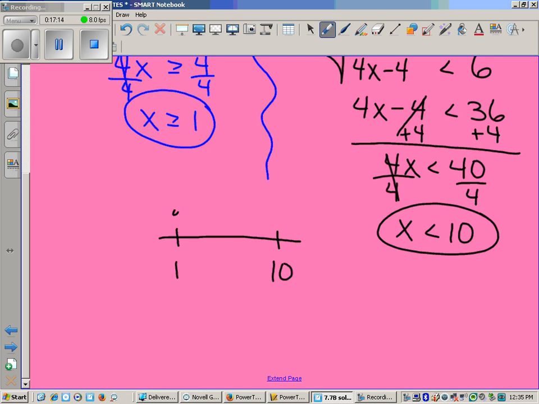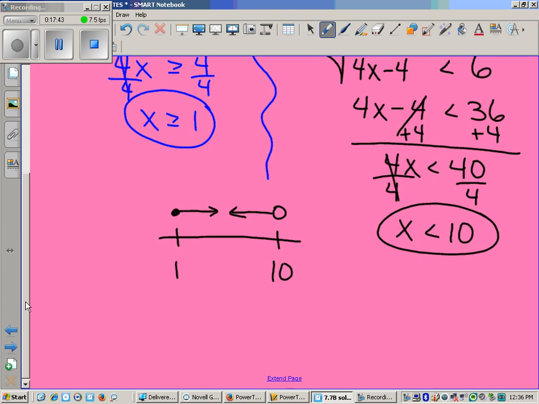So let's graph it. 1 goes first, 10 goes next. On my 1, I'm going to have a closed circle because it is equal to. And it says x is greater than or equal to 1, so I'm going to go this direction, to the right. On my other answer, it says x is less than 10, not equal to, but just less than. So I'm going to do an open dot, and less than is this way. So those numbers make sense.